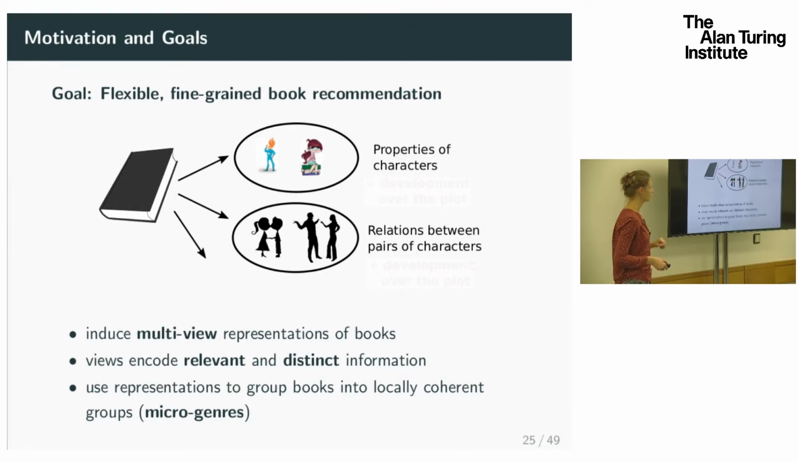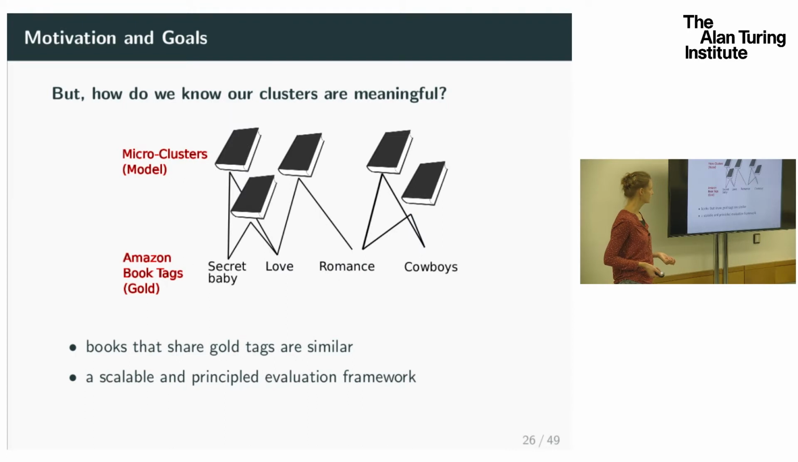And this is all fine and good, but as you can probably imagine, it's difficult to evaluate. So how do we know that our model-induced clusters are actually meaningful? And we propose a new evaluation framework where we use the book tags from the Amazon catalog, which, as I said, are publisher created. So we assume that they are very accurate and can be taken as a gold standard. And then we look at the microclusters produced by our model and verify that the books in those microclusters actually share tags from the Amazon catalog. And this is an objective, scalable way of evaluating our model output.